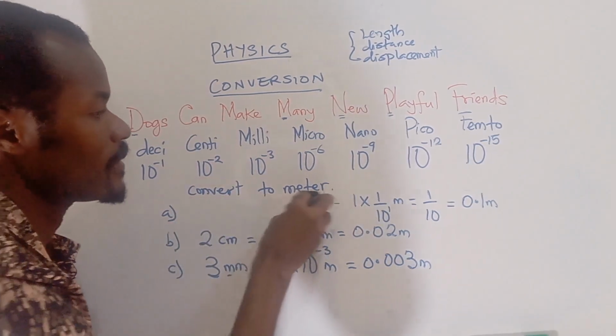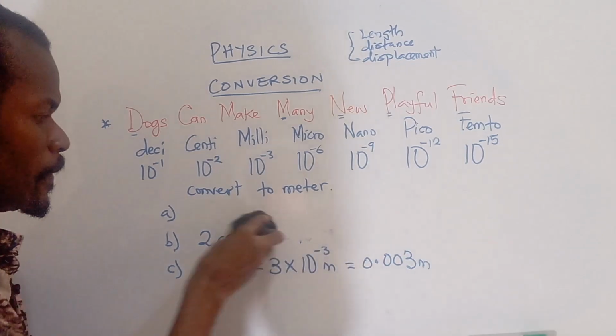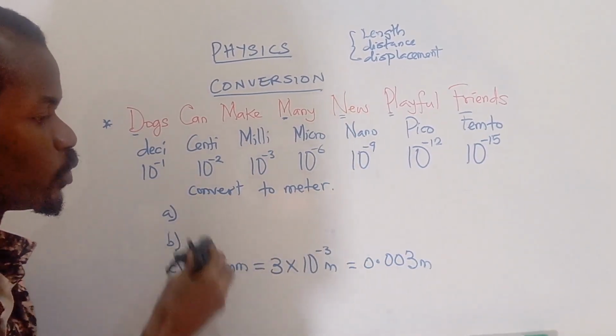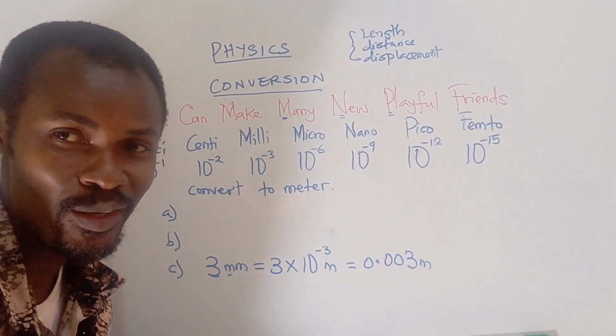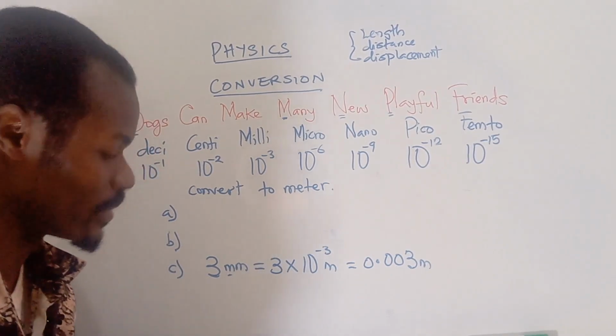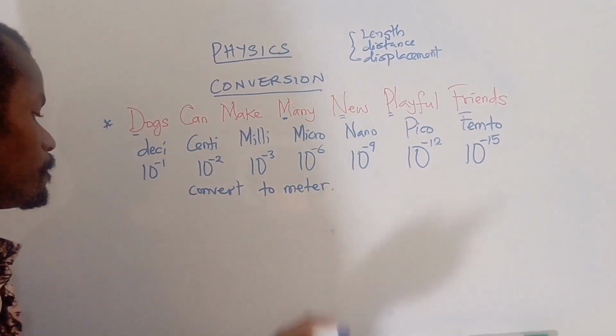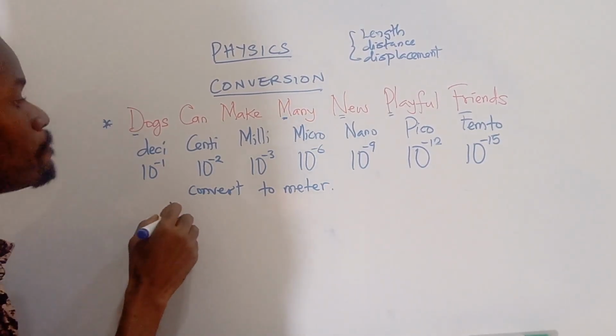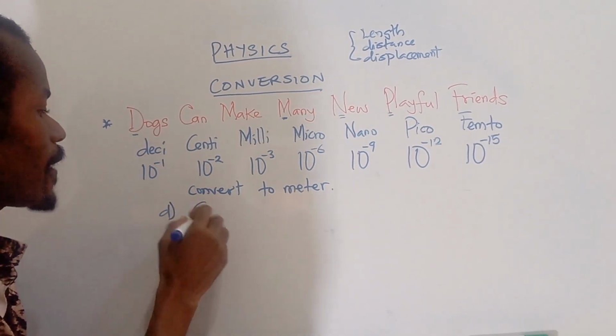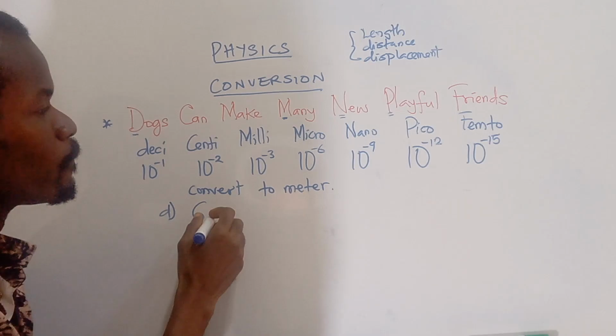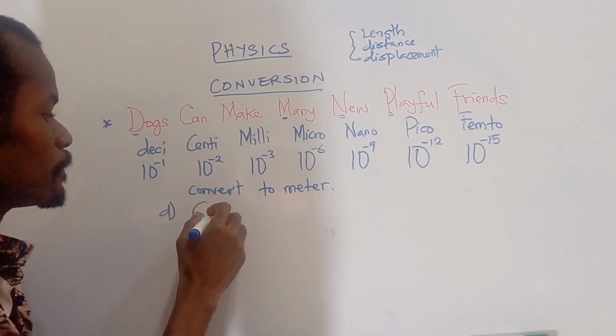All right, so let's do some more. And after the end of these examples, I'm going to give you some homework or some practice questions for you to do yourself. Okay, so the next one we are going to try, we have 6. Okay, if we have 6, let's say we have 6 micrometer.